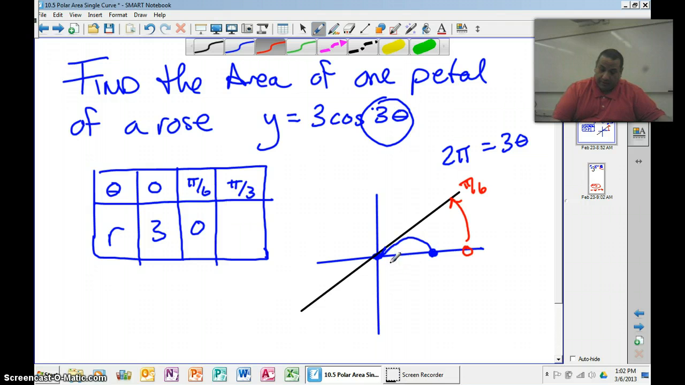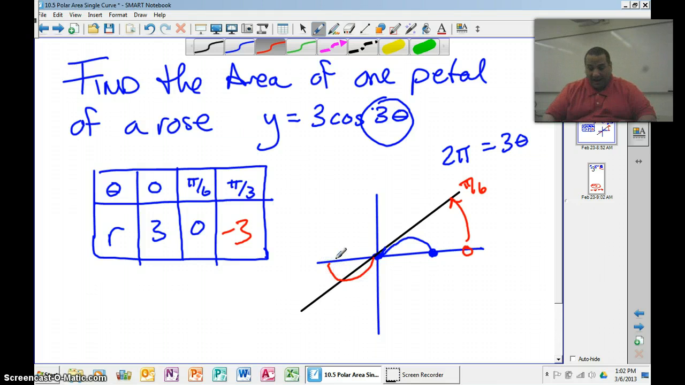So that will be half a rose. Let's continue. Watch what happens. And this is what gets crazy with these polar coordinates. If I go pi over 3, I get cosine of pi, which is -1, times 3 is -3. Well, look what happens. Now, when I'm at pi over 3, this guy must have went -3. So it went all the way here like that.